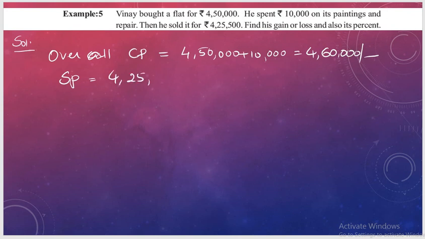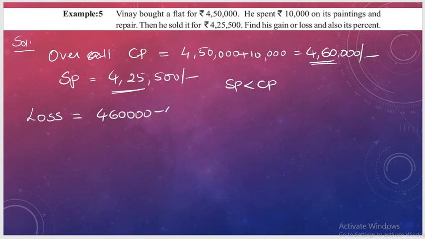And the selling price given is 4 lakhs 25,500. If you observe, here the selling price is less than the cost price, so clearly he got a loss. Now what is he asking? He is asking to find out loss or gain. Clearly we got a loss because the selling price is less than the cost price, right? So loss is how much? Loss is nothing but 4 lakh 60,000 minus 4 lakh 25,500. When we do the subtraction, 4 lakhs goes, and in 60,000 if I subtract that, I am going to get 34,500.